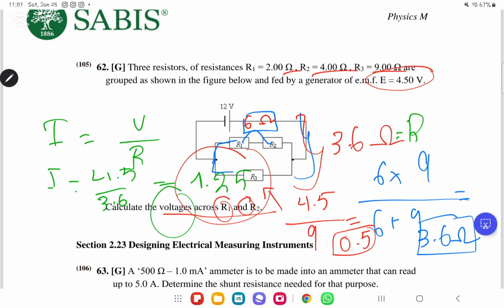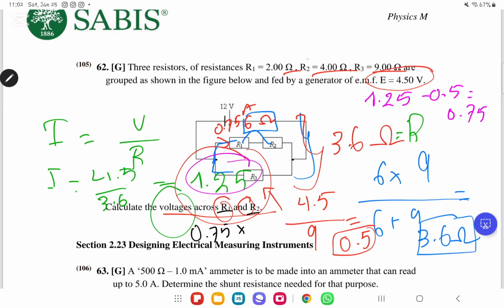Now we are going to take the original current, which is 1.25, and subtract from it 0.5. This gives an answer of 0.75. So now we know that the current coming here is 0.75 amperes. Now to find the voltage across R1 and R2, very simply we're going to take the current 0.75 and multiply it by the resistance of each.